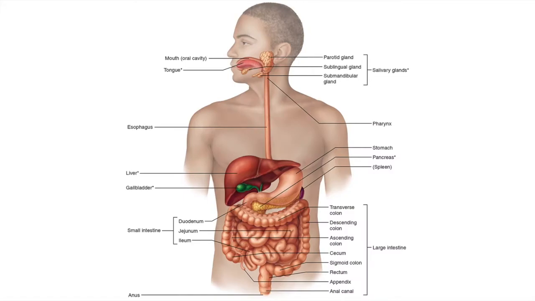The digestive system consists of a hollow tube extending from the mouth to the anus, into which various accessory organs empty their secretions. In this figure, organs marked with asterisks are accessory organs, while those without asterisks are alimentary canal organs. Note that the spleen is pictured in the figure, but it's not a part of the digestive system.